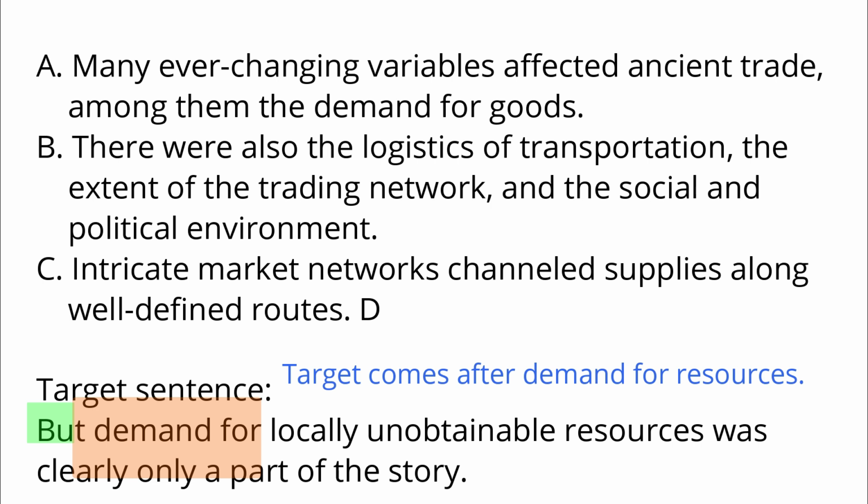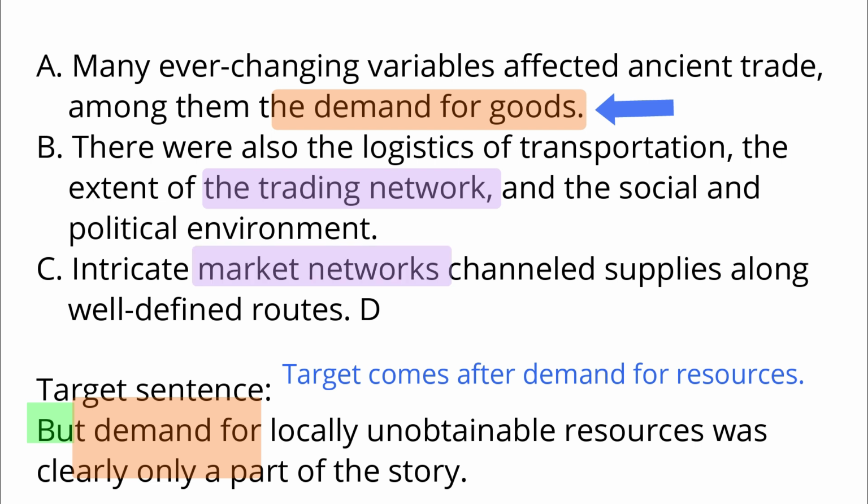A. Ancient trade was affected by many factors, and the demand for goods was one factor. Since A talks about demand, after A is a good candidate for the target sentence. Target, but demand was only one factor. B. Other factors include logistics and trading networks. C. Networks helped move supplies. The passage flows naturally when the target sentence is placed after A. Answer, B.